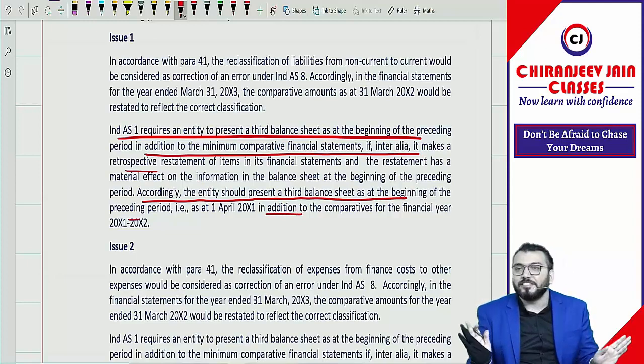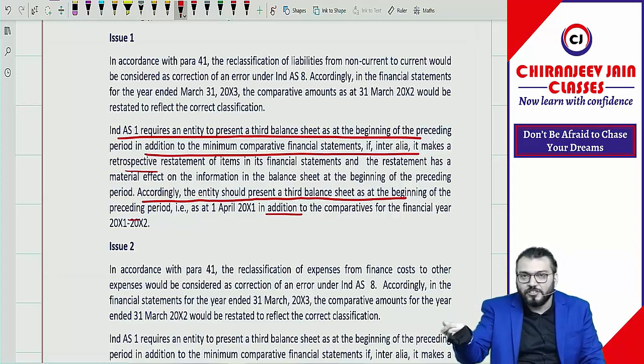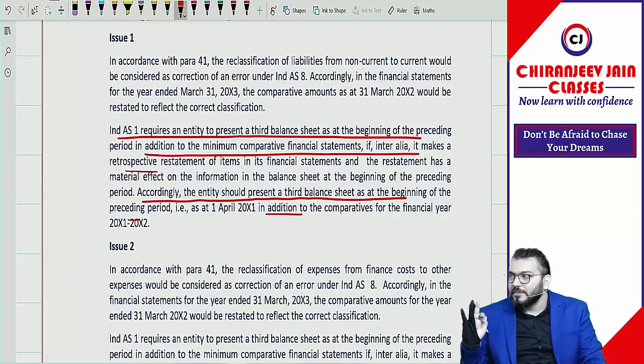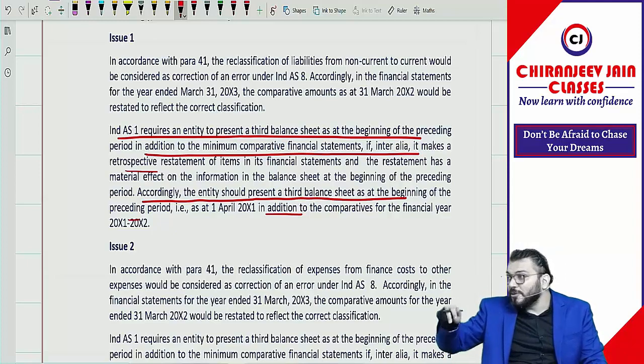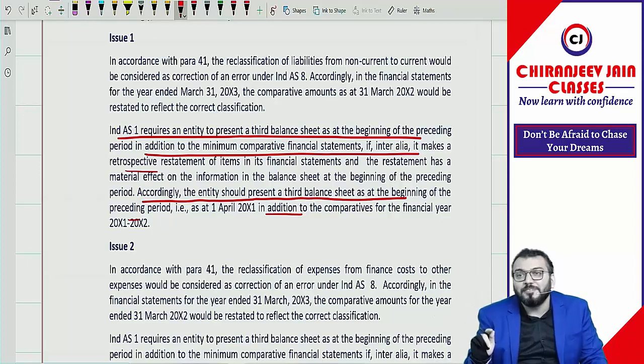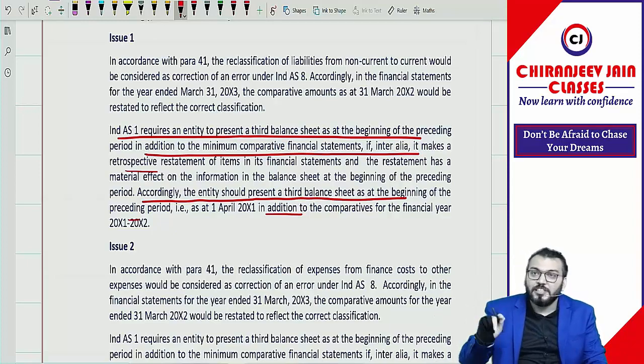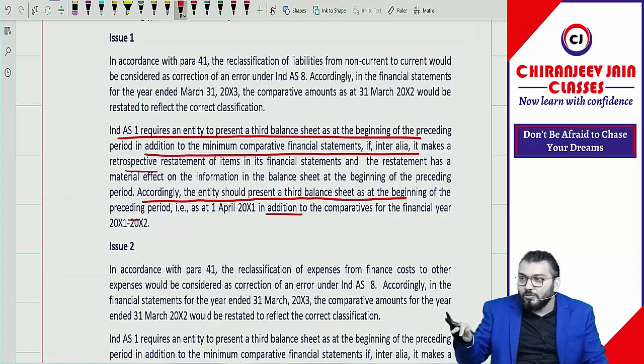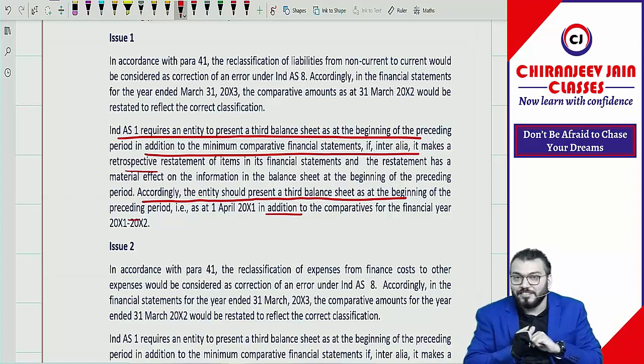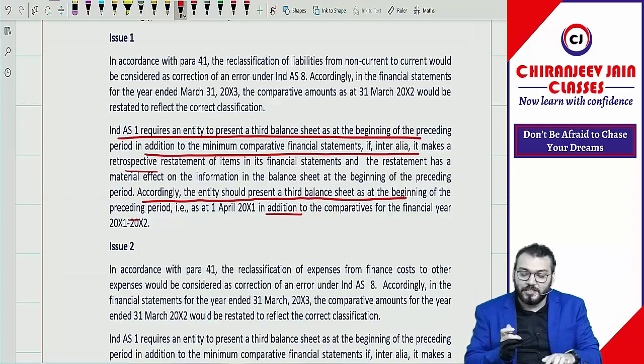But they have not given any reason. They have written yes, it affects material information as of the beginning of the previous year, therefore the third balance sheet is required. However, if as a student you have doubt, you can write in this way: if it affects, yes; if it does not affect, no. Because the question is not clear, you can mention this.